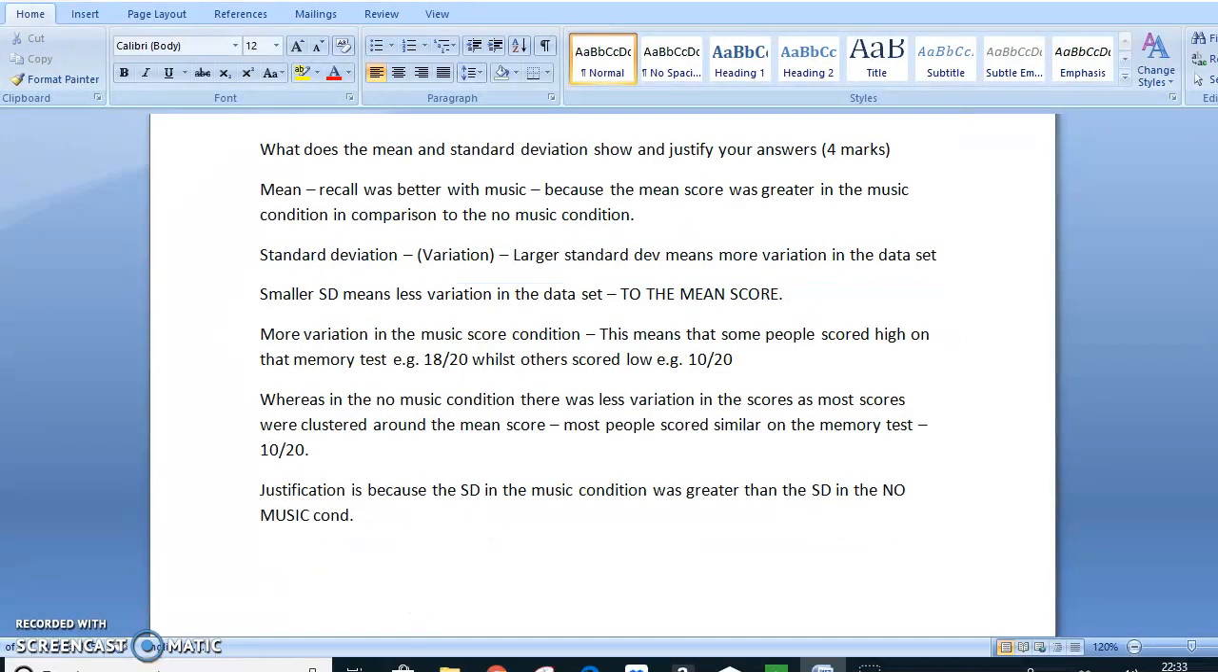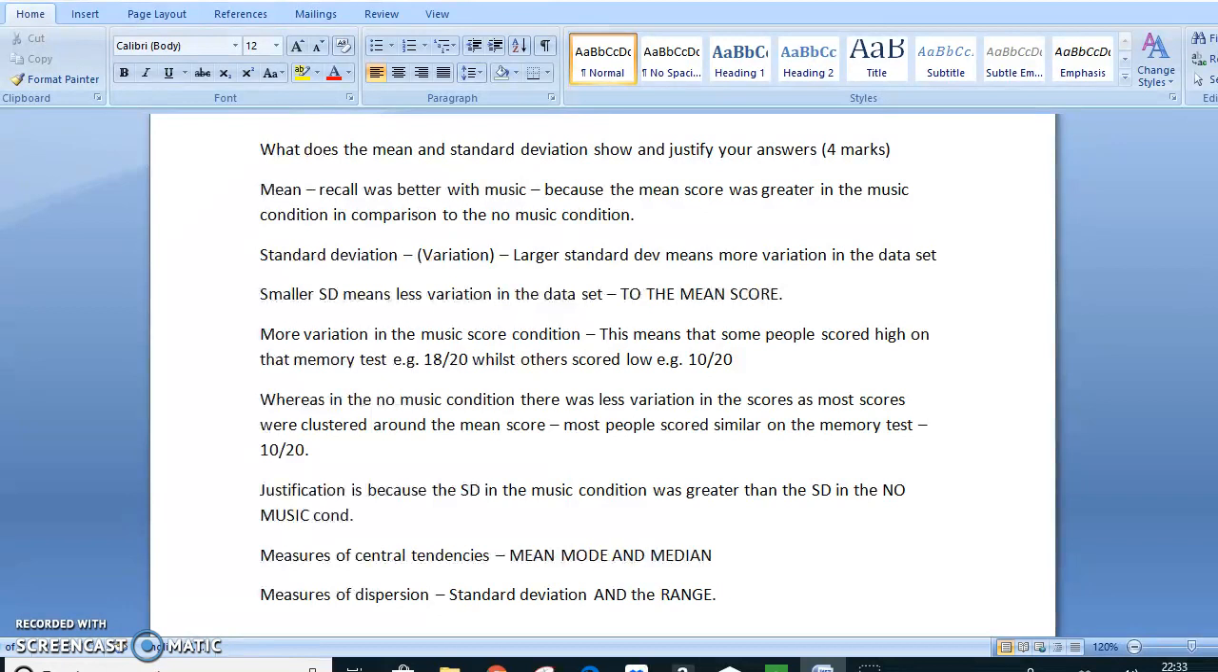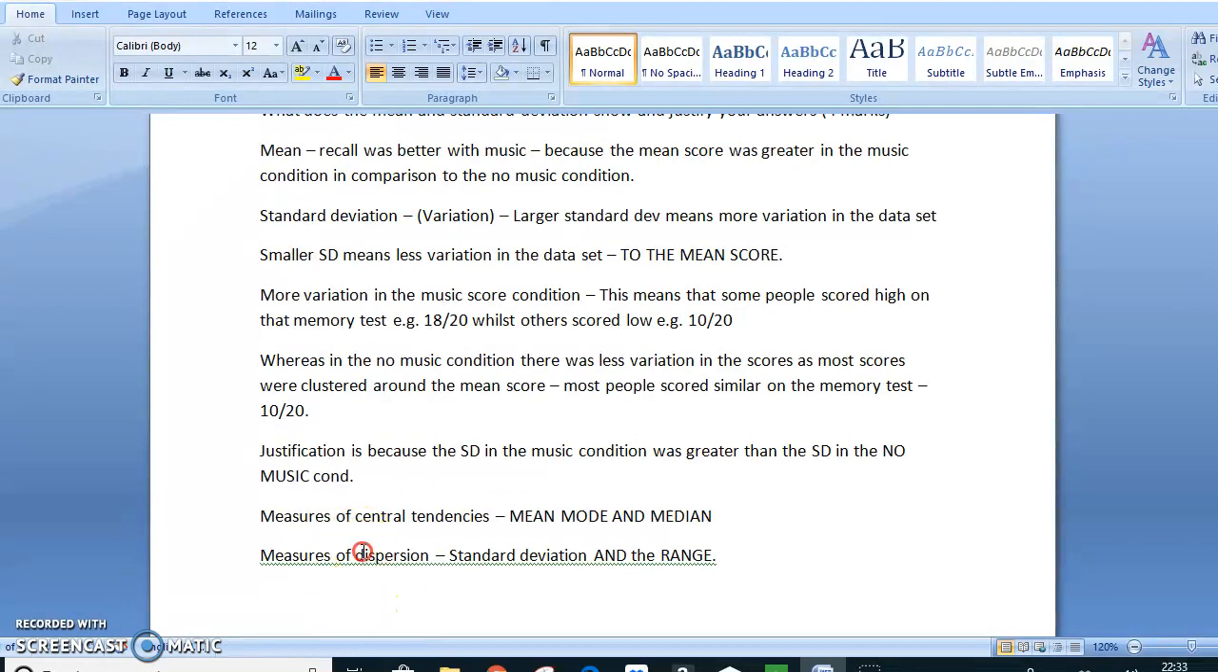One other thing that I would like to say is remember that measures of central tendency include mean, mode, and median. And measures of dispersion include the standard deviation and the range, which we didn't cover today. So just remember that also, and we're going to look at maybe different kinds of questions in the future, but this is the main thing I'd say for now that I can think of.